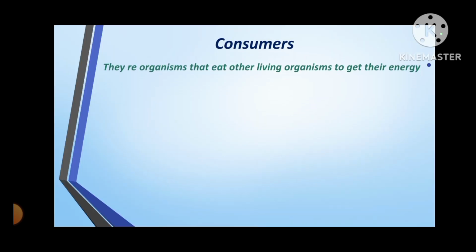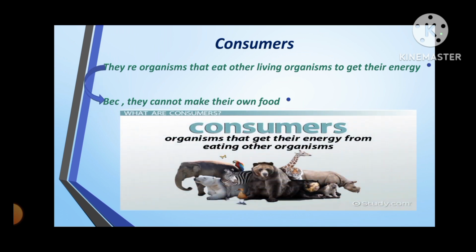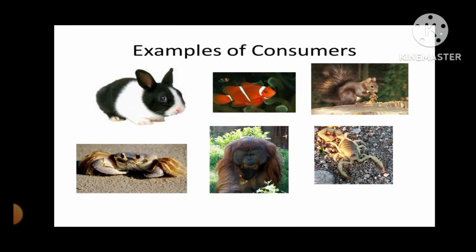Number 2, consumers. They are organisms that eat other living organisms to get their energy. They can't make their own food, so they must eat other organisms to get energy. So consumers are living organisms that eat another organism. Examples of consumers are rabbit, fish, squirrel, crab, gorilla, and so on.